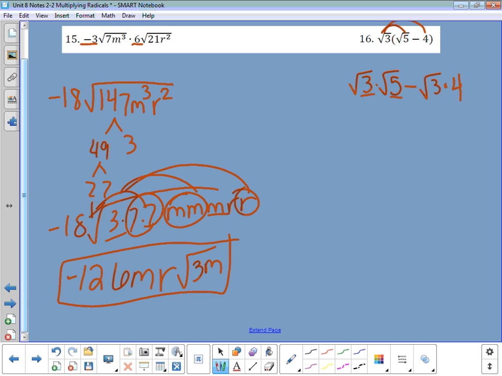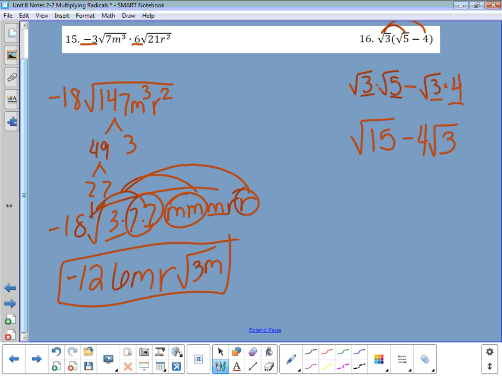So here we're going to multiply 3 times 5. That's going to give us the square root of 15 minus. Now, I'm not going to multiply these 3 and the 4. One's in the radical, one's outside the radical. They cannot associate with each other. So what I'm going to do is I'm going to bring this 4 to the outside of the radical, and then I'm going to leave that square root of 3.